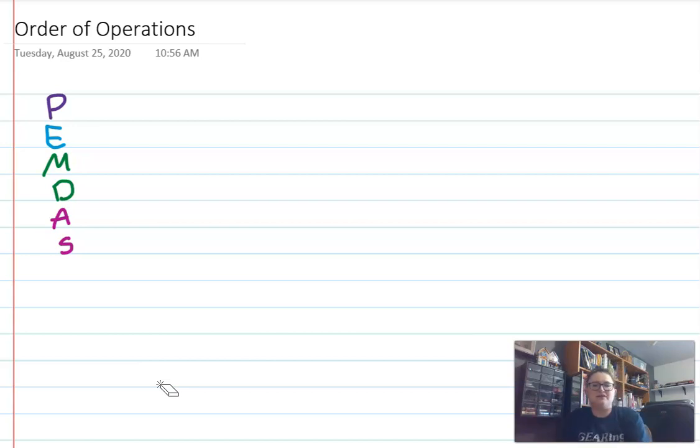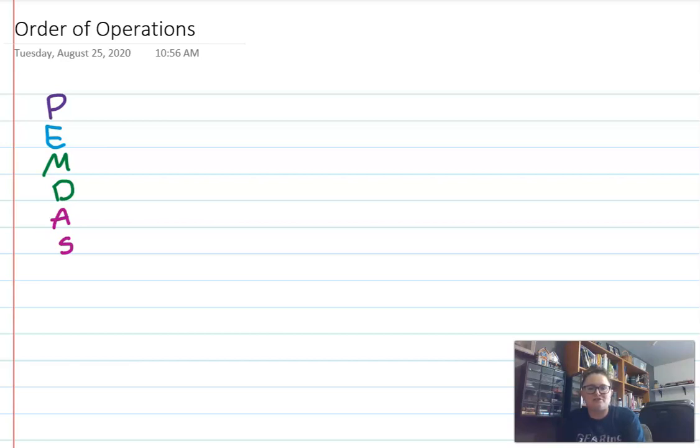So you've probably seen this acronym before, PEMDAS. If you aren't remembering, PEMDAS is the order of operations. So each of these letters stands for an operation. It's just telling you what order do we do them in. So the first operation that you should always do, and it's almost not an operation, it's grouping symbols, it's parentheses.